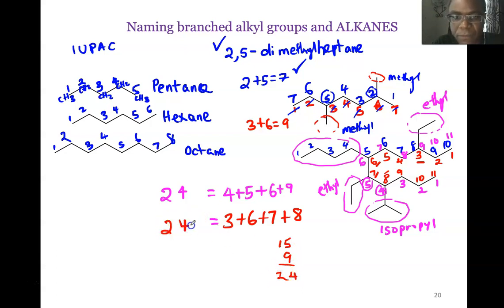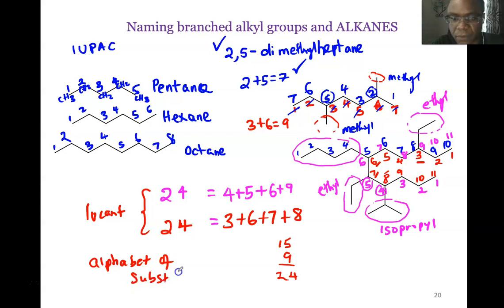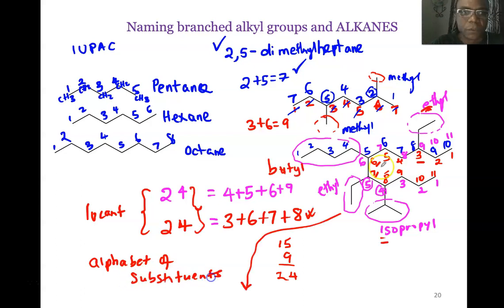So there's a problem. Whenever there's a tie in the located positions, one would want to go with the alphabet rule. You go with the alphabet rule. So you go with the alphabets of the substituents. Okay, so the name of this compound will be given based on the red numbering.